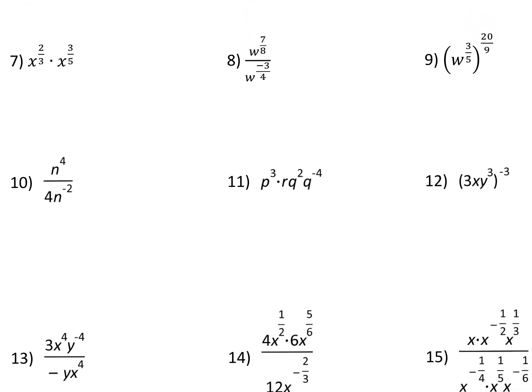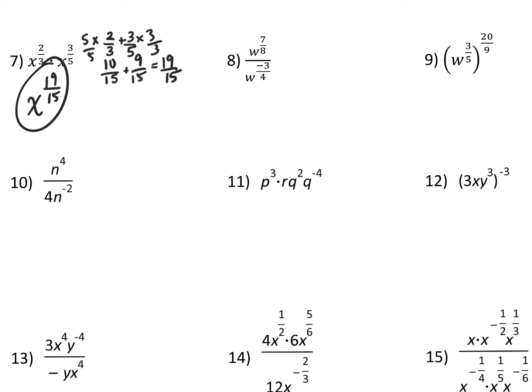So starting to bring in fractional exponents. I've got x to the 2/3 times x to the 3/5. So the rule doesn't change. I need to add my exponents. The problem here is that my exponents are fractions. So I need 2/3 plus 3/5. These will become 15s. If I multiply this one by 5 and this one by 3, I have 10/15 plus 9/15 is 19/15. So this becomes x to the 19 over 15. Remember, you could also take your calculator, go 2/3 plus 3/5. It's going to give you 19/15.